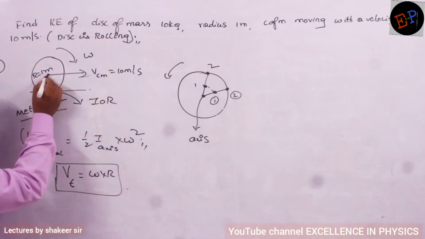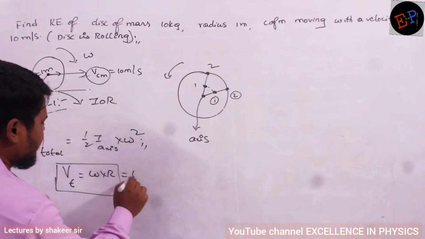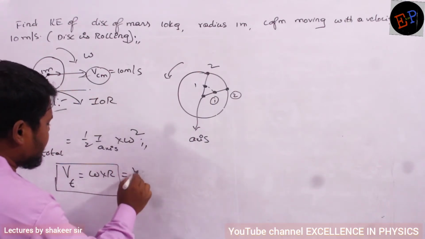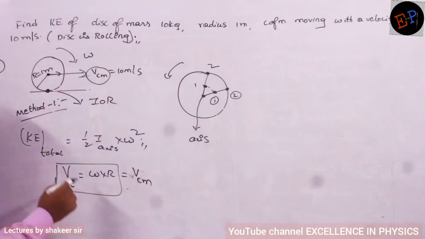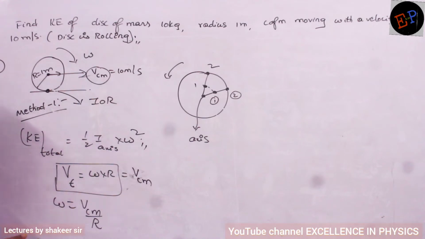So therefore, if I want to calculate the tangential speed of this point, that is nothing but the velocity of center of mass also, no? Are you able to understand? So V tangential is equal to omega into R, which is equal to velocity of center of mass. Therefore, what is the omega value? V center of mass divided by R.